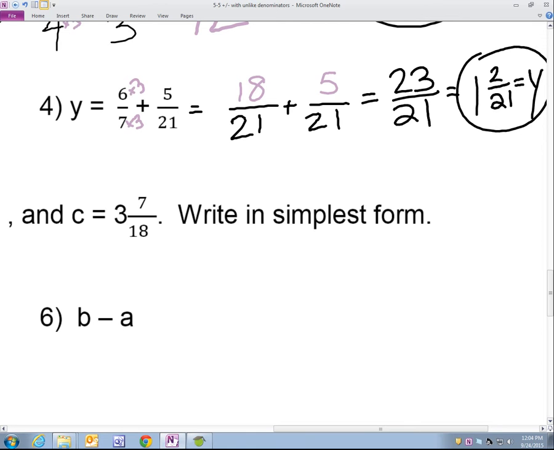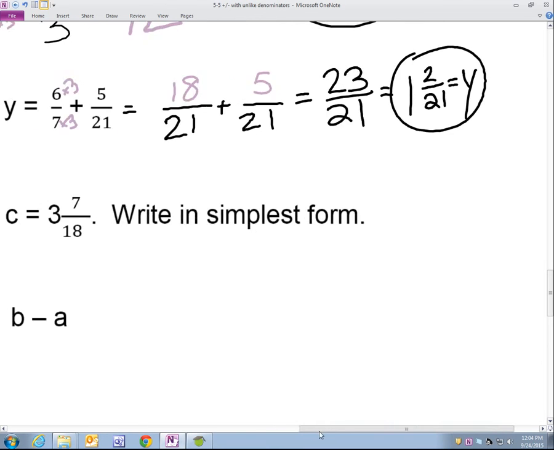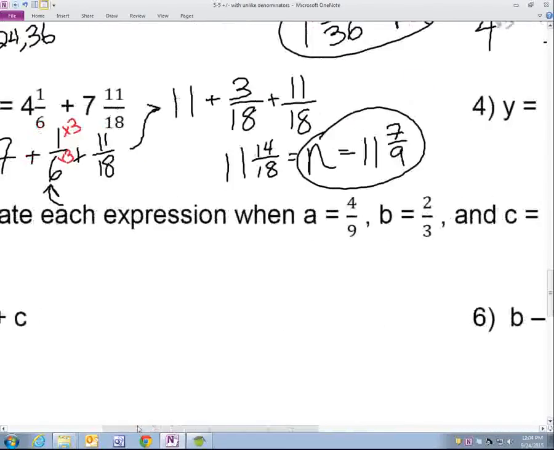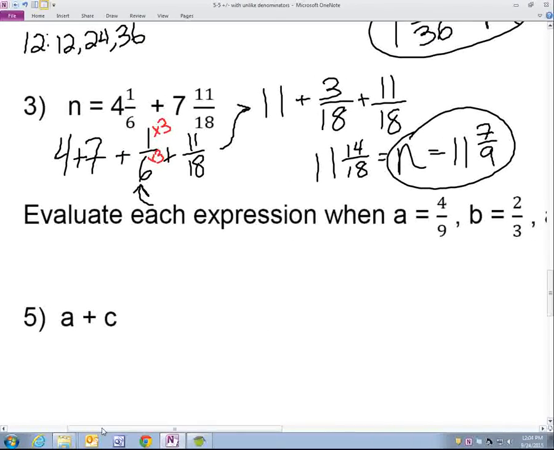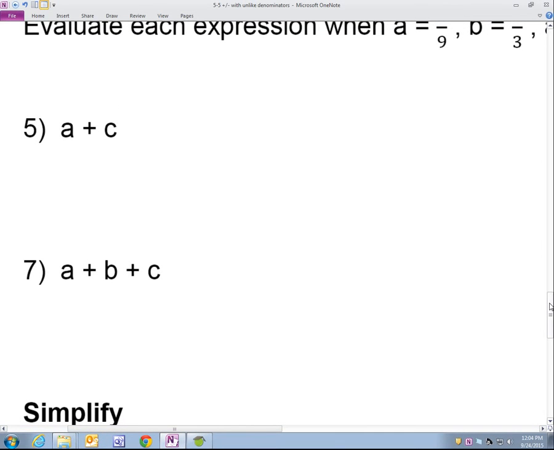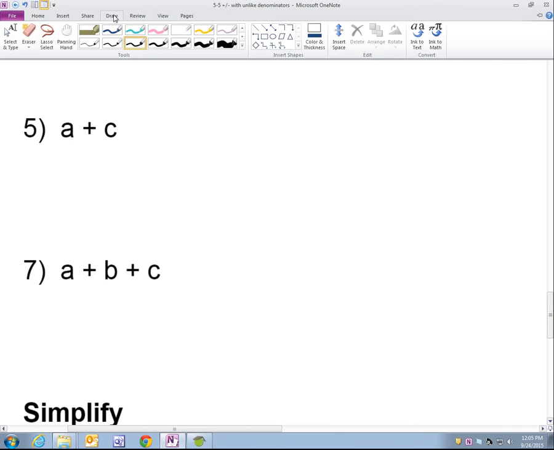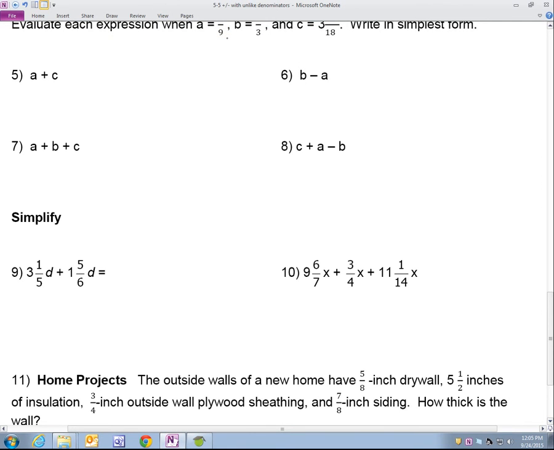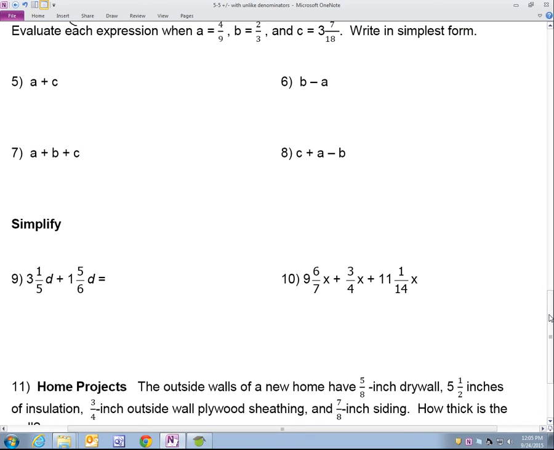Did we do all these yet? Yes, we did. Evaluate each expression. Now, evaluate, if you remember, means you just plug in what the variables are. So the variables in these, for A is 4/9, B is 2/3, and C is 3 7/18. So I'm going to plug this one in here.